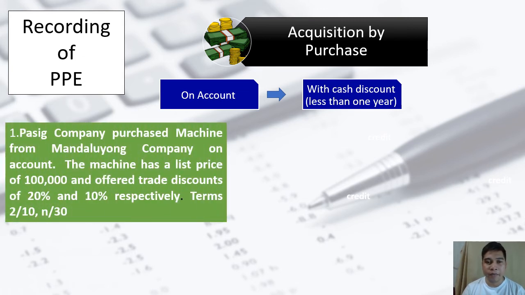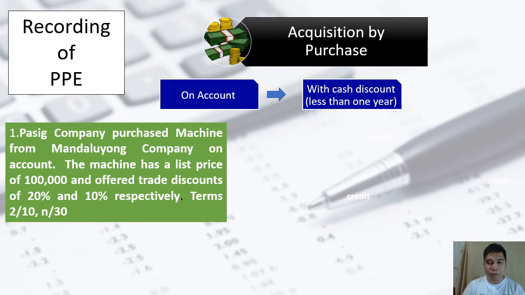So, sabi dyan, Pasig Company purchase machine from Mandaluyong Company on account. The machine has a list price of 100,000 and offered trade discounts of 20% and 10% respectively. So, the terms of payment will be 2/10, n/30. So, ibig sabihin, 2% will be granted kapag nagbayad tayo within 10 days. And N over 30, ibig sabihin, the due date should be 30 days. So, after 30 days, dapat bayad na tayo.